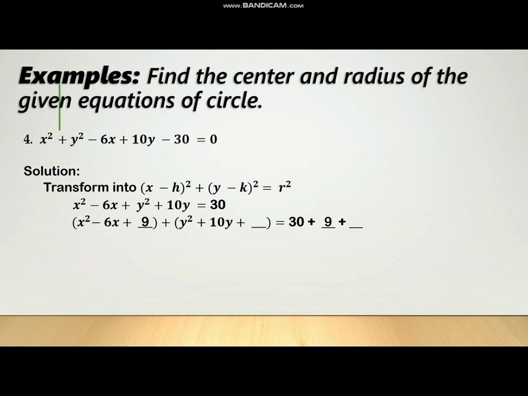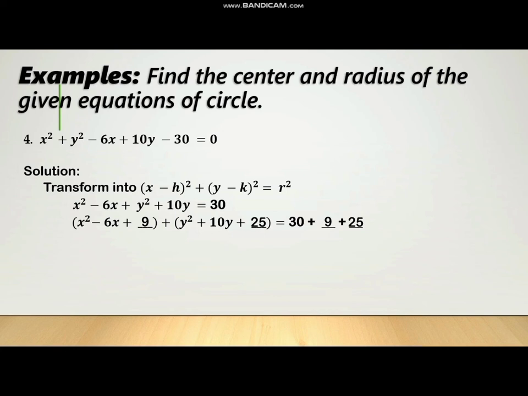Para naman sa y, yan ay y squared plus 10y. So, ang pagbabasihan ng pagkukunan ng last term, yung 10y. So, 10 divided by 2 is 5. And 5 squared equals 25. So, again, add 25 on both sides of the equal sign.